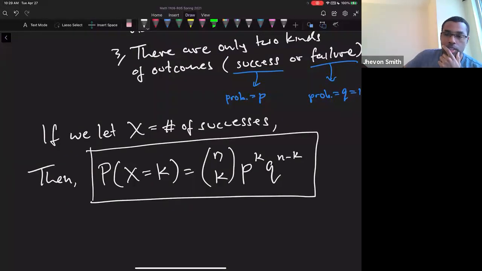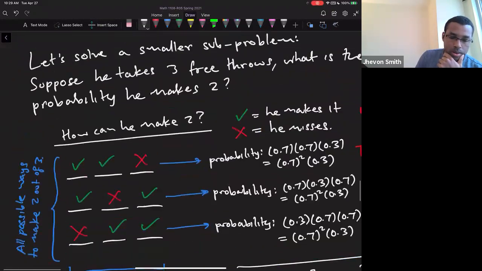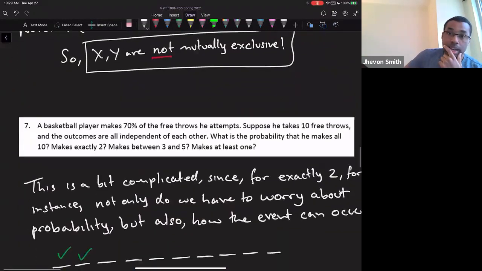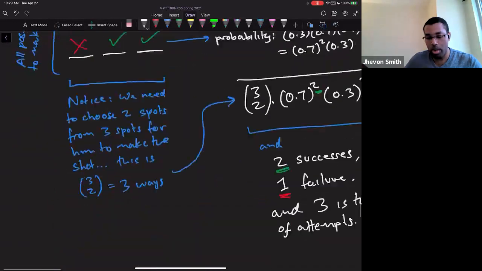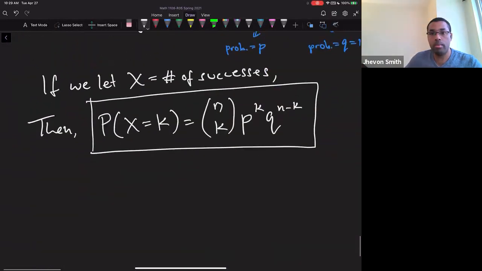Okay. So now I want you to notice in the problem that we were given, N equals 10, P equals 0.7, and Q equals 0.3. And then makes all 10 means K is 10. Makes exactly 2 means K is 2. Makes between 3 and 5 means K can be 3, 4, or 5. Makes at least 1 means K can be 1 or bigger, 1, 2, 3, 4, 5, all the way up to 10. Which is going to be annoying to use this formula, even though you have a nice formula. So I'd probably use the complement for that.